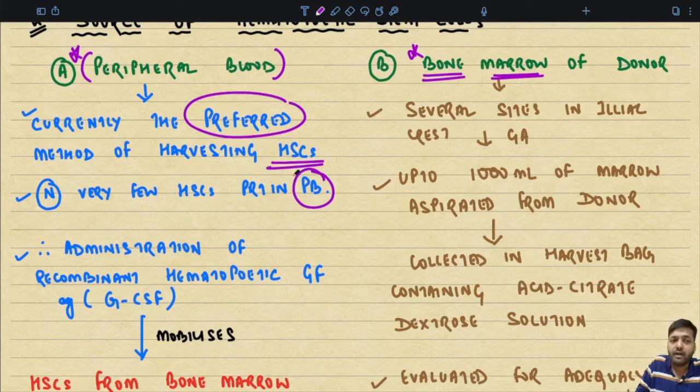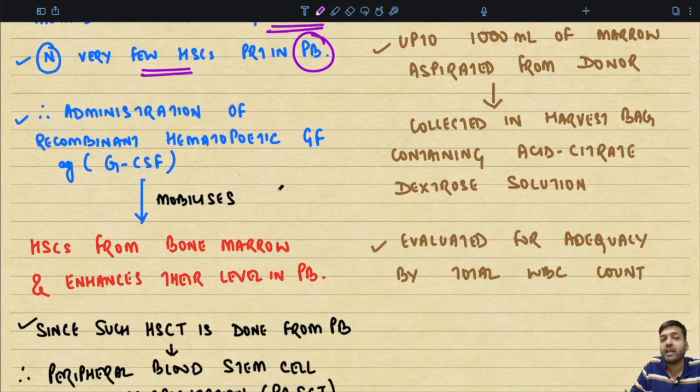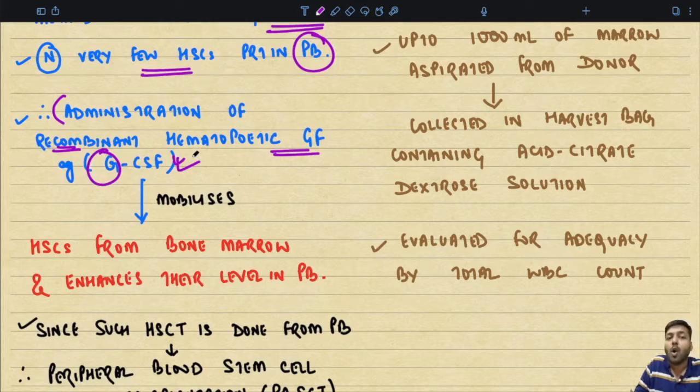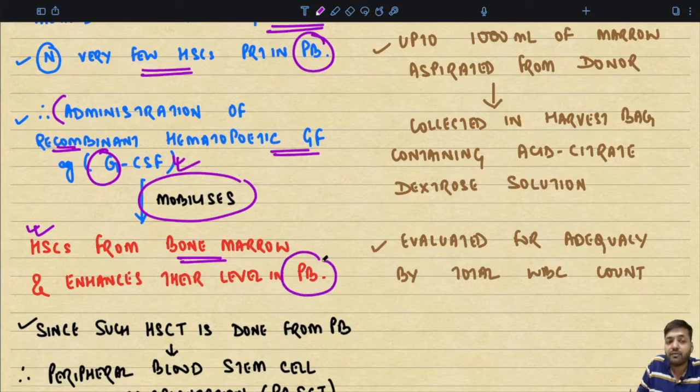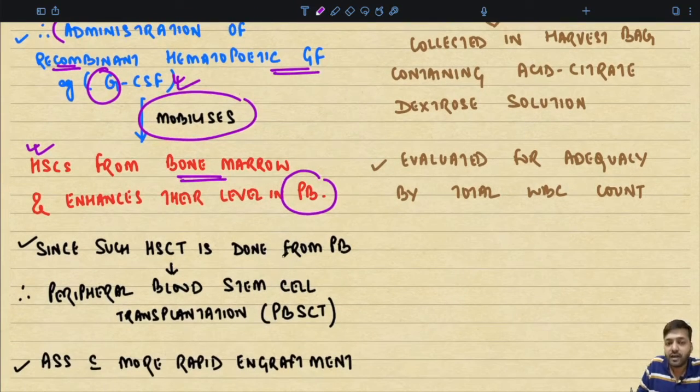Normally, very few hematopoietic stem cells are present in the peripheral blood. Therefore, to increase their concentration, administration of a recombinant hematopoietic growth factor like granulocyte colony stimulating factor or granulocyte monocyte colony stimulating factor is required. Once you administer this growth factor to a healthy donor, it mobilizes the hematopoietic stem cells from the bone marrow and enhances their levels in the peripheral blood. Since such a transplant is done from the peripheral blood, it is also called a peripheral blood stem cell transplant.